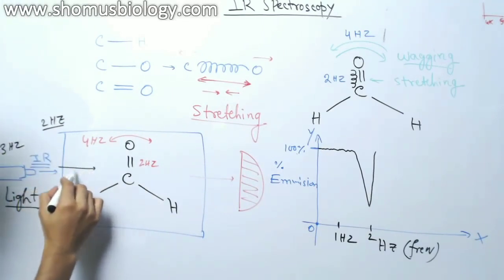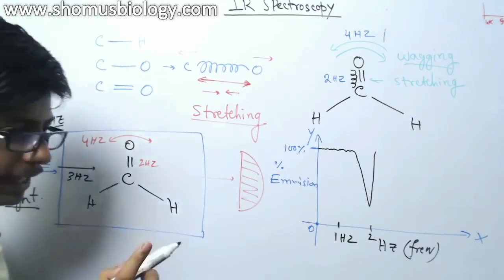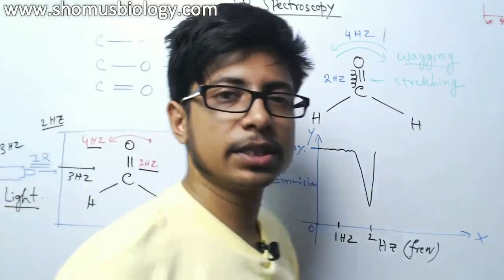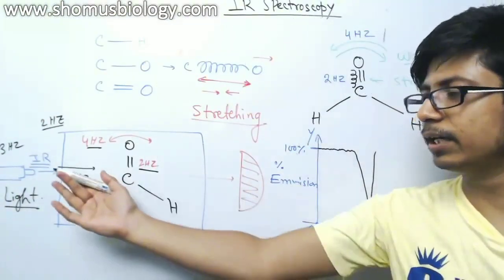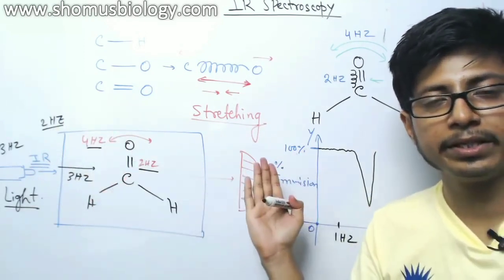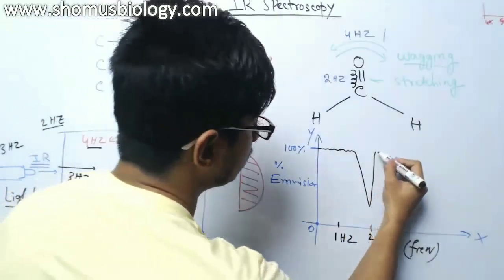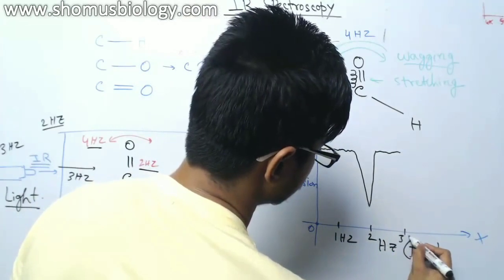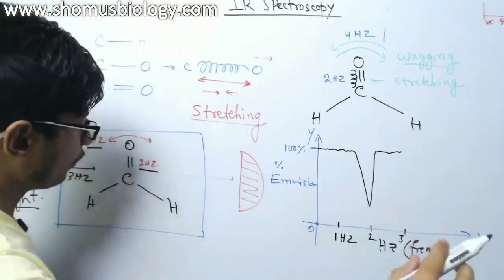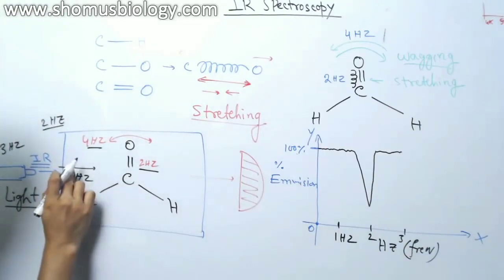Now let's go to 3 Hertz. If we now emit 3 Hertz, again none of this compound has a 3 Hertz frequency in anything. So again they are not going to absorb 3 Hertz, they are going to leave it, so most of the light will be emitted. So again at 3 Hertz you will find a steady 100% emission.